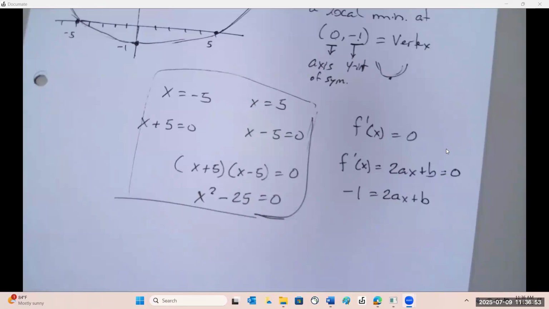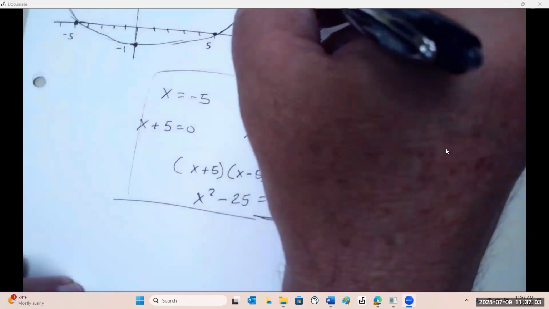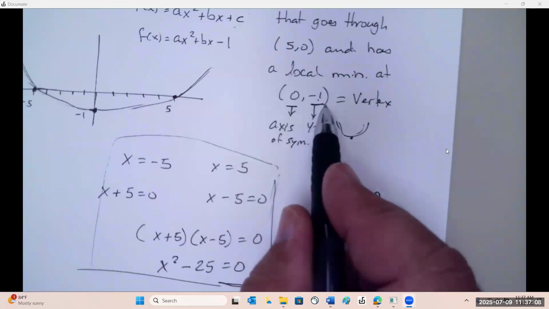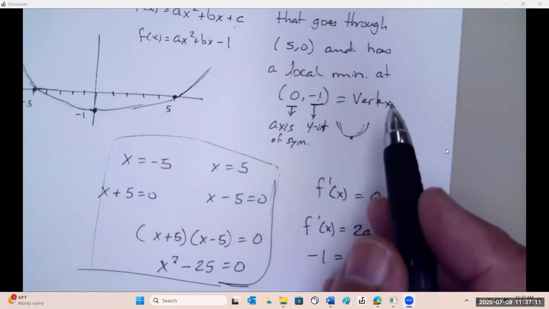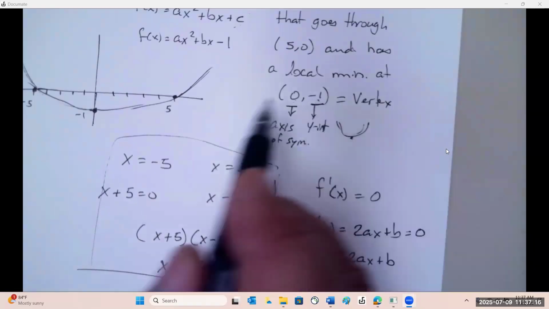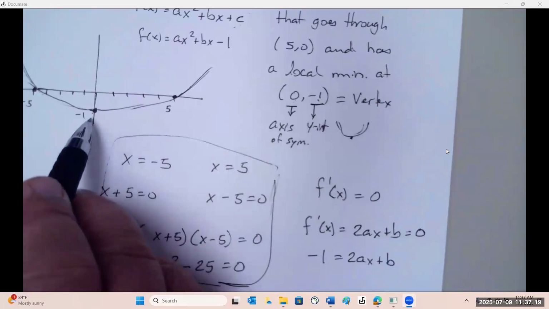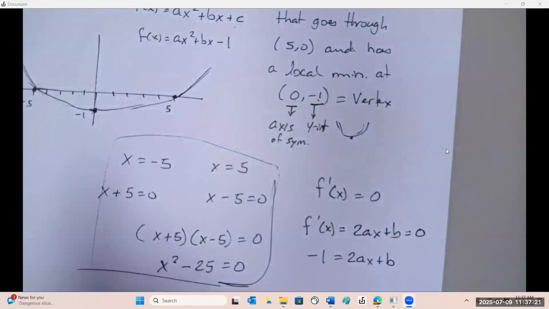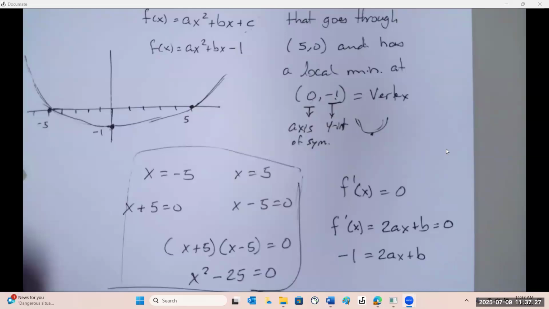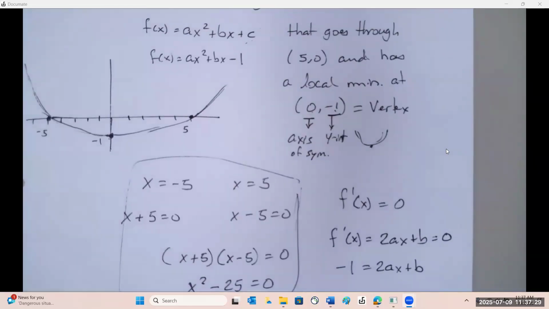Then what else do we know about a quadratic equation? So we know the y-intercept is this constant value. Since that's 0, that's the y-intercept. It's also the vertex. It's the local minimum. So what else do we know about this stuff? So we start building our equations from there.